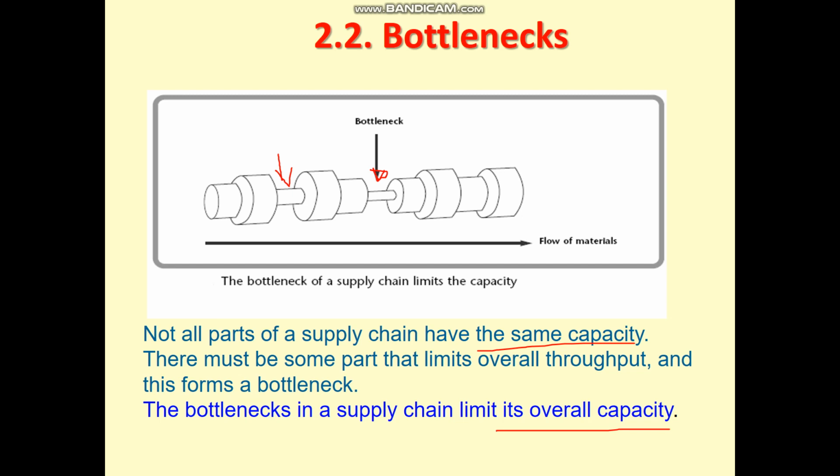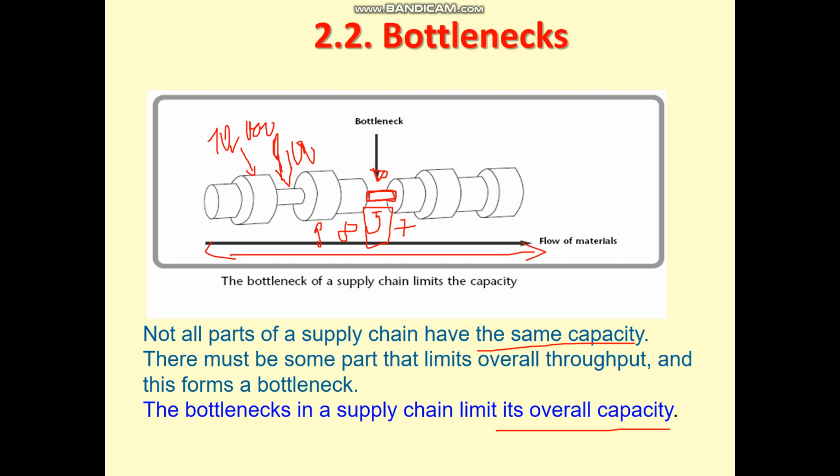So for example, the capacity of our supply chain here is 10,000, but then here is only 8,000, then here 9,000, then here 8,000, here maybe 5,000, then 7,000. So the smallest capacity, this area, will limit the overall capacity of this whole supply chain to only 5 millions.